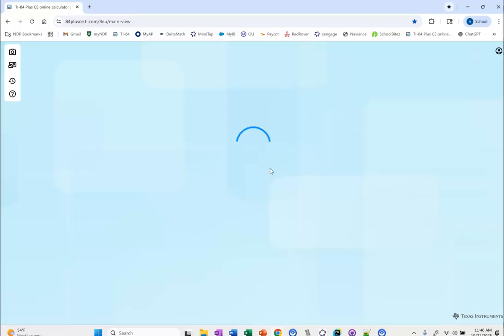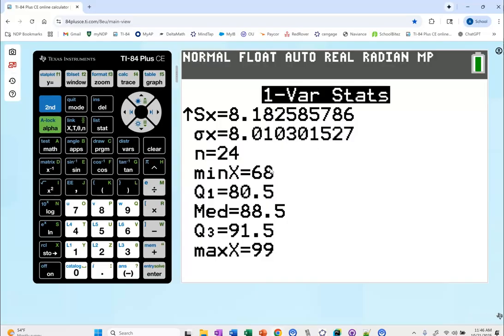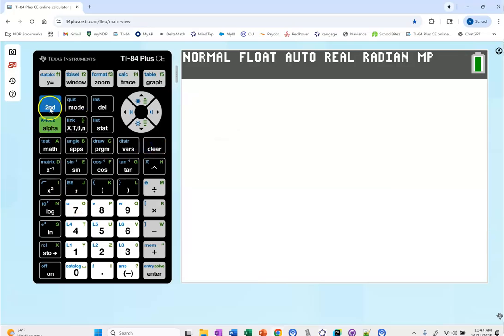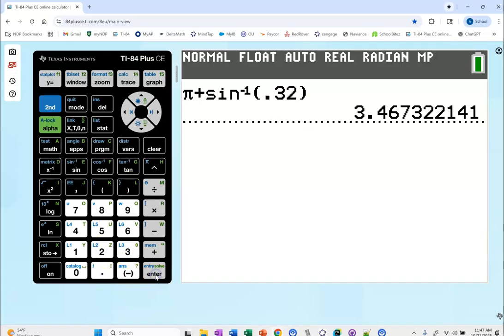Okay, maybe it wants to do, there we go. So I don't do this stuff. So into my calculator, I'm going to type pi plus sine inverse, so second in the sine button, and then positive 0.32, and then enter.